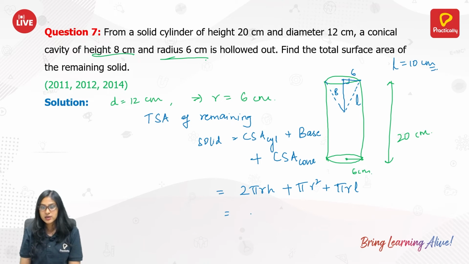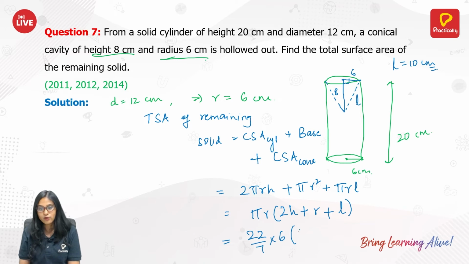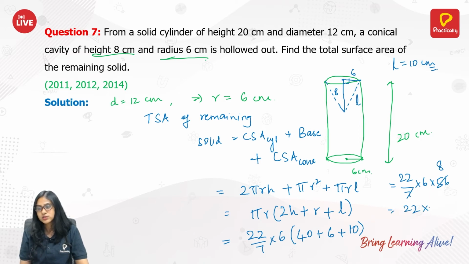Okay. Just take pi r common, so 2h plus r plus L. What is L? 10. So 22 by 7 into, what is radius? 6, 2 into height, 2 into 20, 40. What is R? 6 again, plus 6. What is L? 10. So 22 by 7 into 6 into 46 plus 10, 56, 7 times 8. So 22 into 6, it's a 48. So solve it, okay, you'll get the answer.